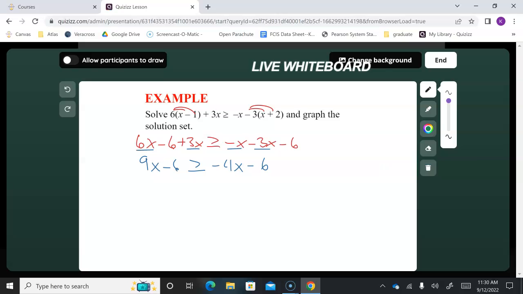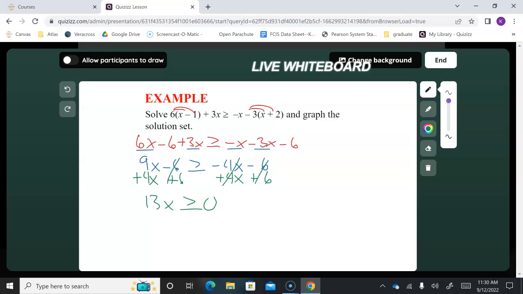Great. Okay, so we're going to add 6. We're also going to add 4x, right? Because we want our variables to be together and we want our constants to be together. So that will cancel those out. So 13x is greater than or equal to what? 0, because that cancels too.